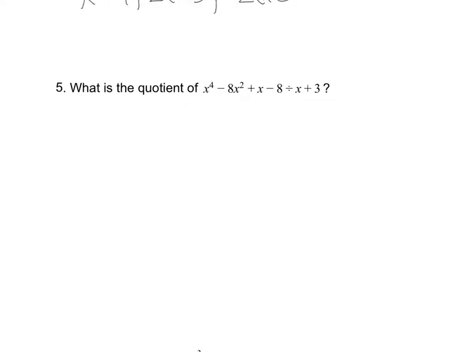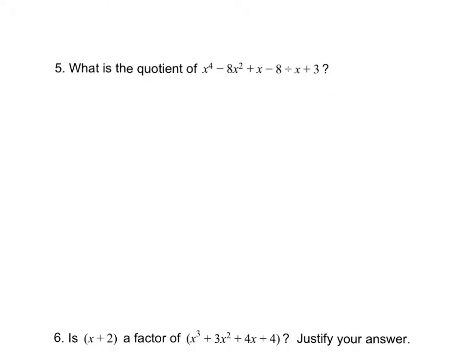Number 5, what is the quotient of x to the 4th minus 8x squared plus x minus 8 divided by x plus 3? So to divide, we're going to use synthetic division. We're going to put the value that makes x plus 3 zero in our box, so that's going to be negative 3. Putting up our coefficients, we have 1x to the 4th. We do not have a cubic term, so we put a 0. Then negative 8x squared, 1x, negative 8.